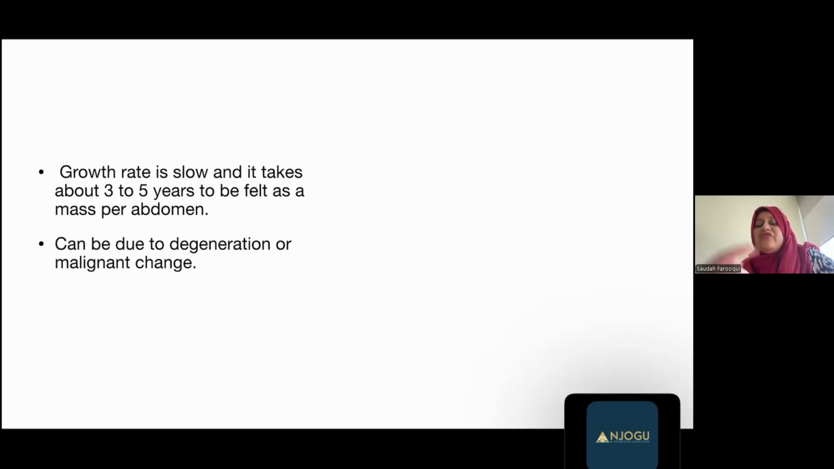And very fast growth can be due to degeneration or malignant change. So if you have a fibroid that you did a scan of maybe a month ago, and now a month down the line it has markedly increased in size, and you have confirmed that it is not because of operator bias, for example, the person doing the scan made a mistake, you might need further investigation into your fibroid.